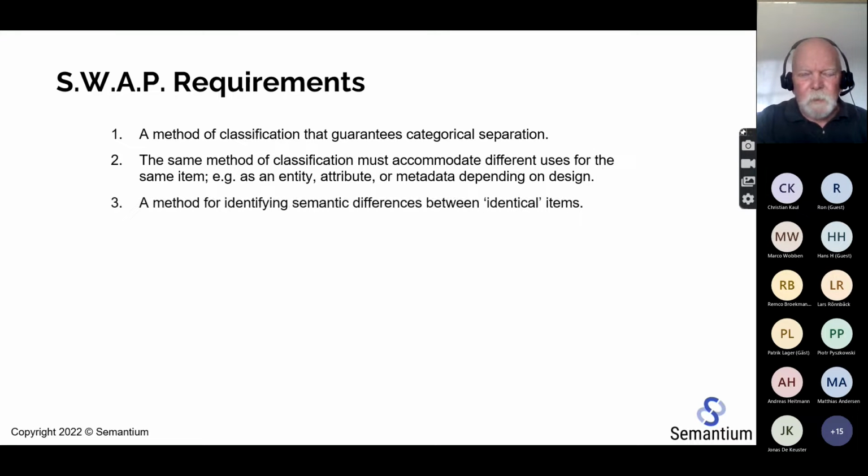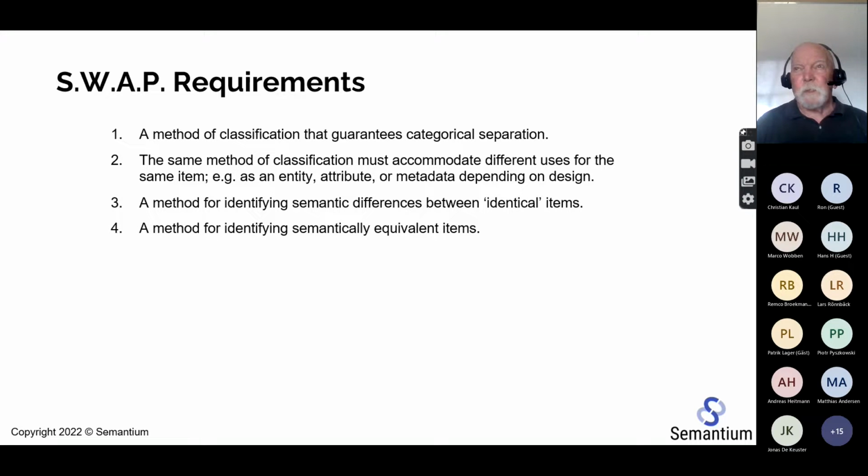We need to do the obvious semantical things where we have identical items with different meanings. We have the opposite case where we have different shapes, the same meaning. And then we have the classic case where we have semantically equivalent terms. Those kinds of things like acronyms and abbreviations: IBM means International Business Machines.